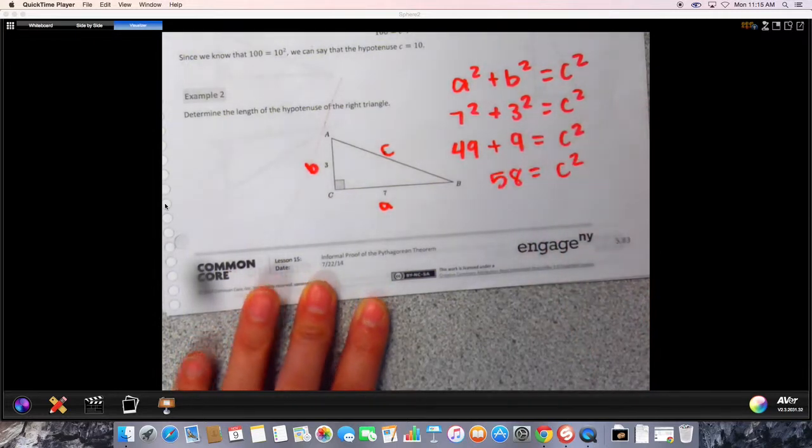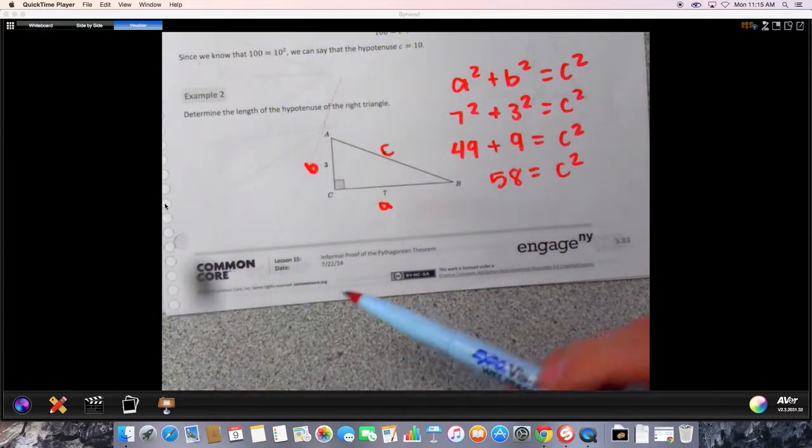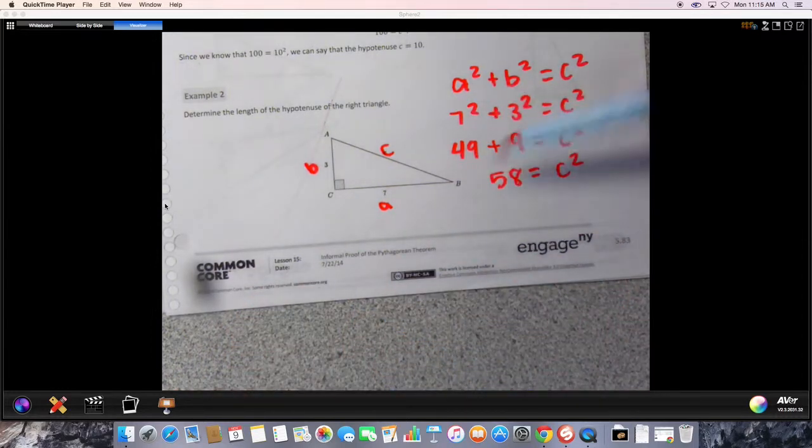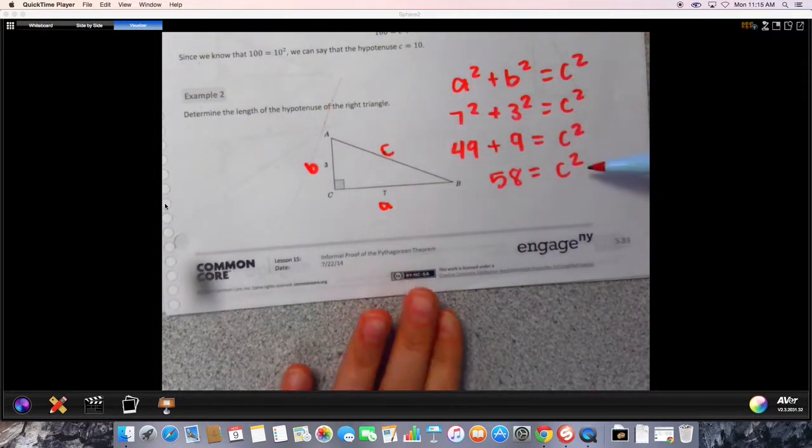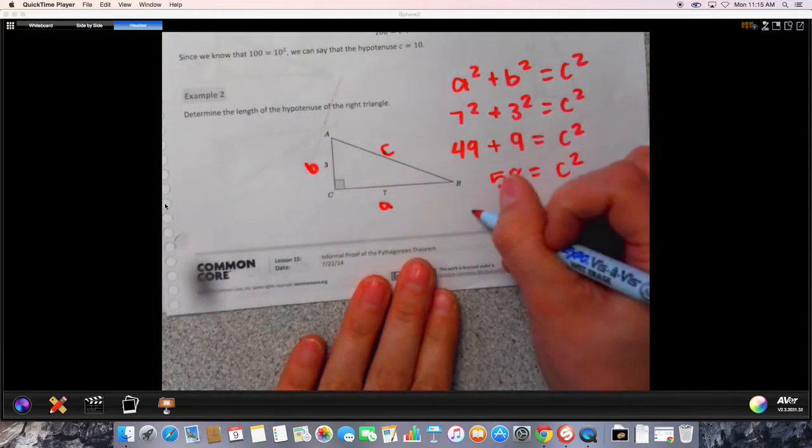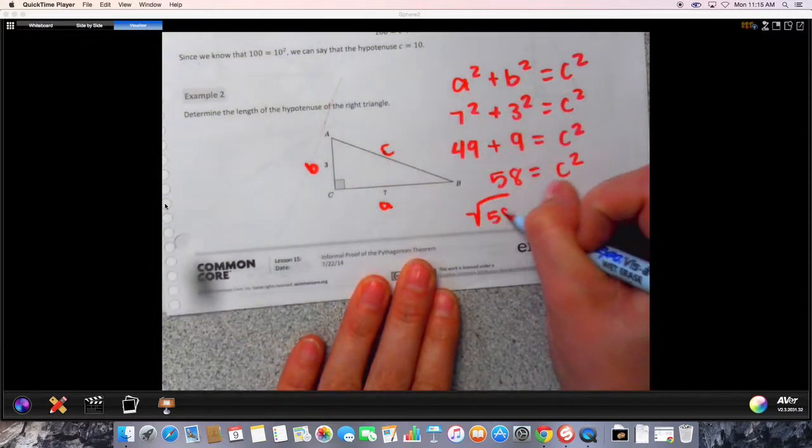And remember, ask yourself if that makes sense. If you think you're done, a side of 3, 7, and 58, that's not possible. So we do need one more step. The opposite of squaring is to take the square root of 58.